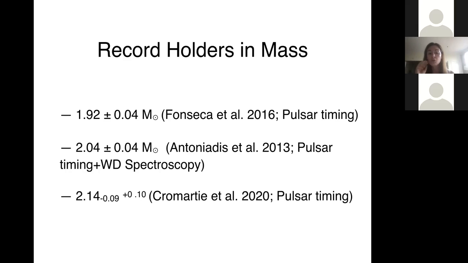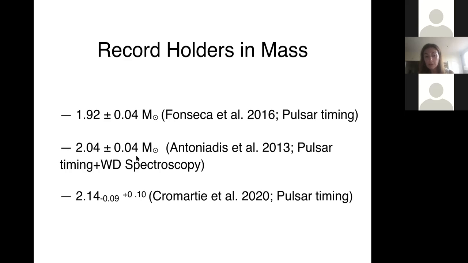So I'm going to go straight to the results that are of interest to us, what I'm calling the record holders in mass. If the pulsar mass is 1.4 or 1.5 solar masses, it is less interesting because almost every equation of state can reproduce that. So what are the record holders from pulsar timing? There is a 1.92 plus or minus 0.04 solar mass pulsar, initially a 2 solar mass system that was revised down later on. This is from the Shapiro delay.